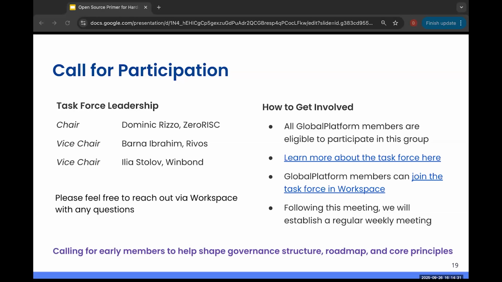What are some of the challenges that Global Platform may need to overcome to apply the principles of open source to silicon? Sure. So this is from Bill Mazzara.